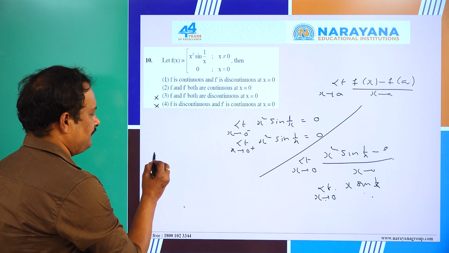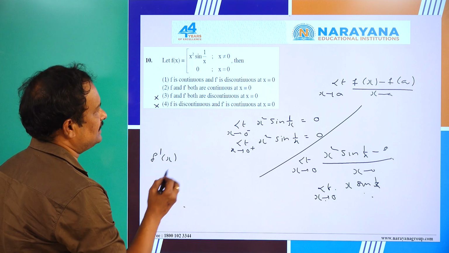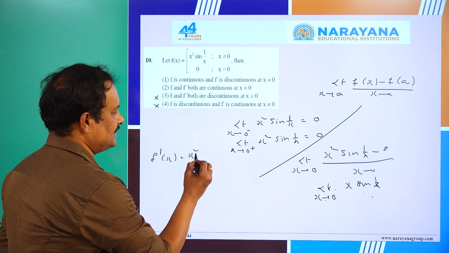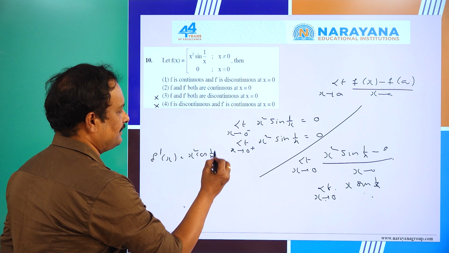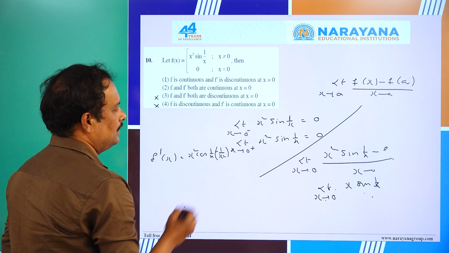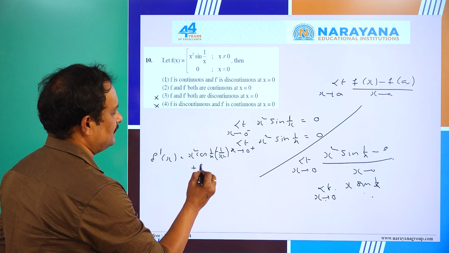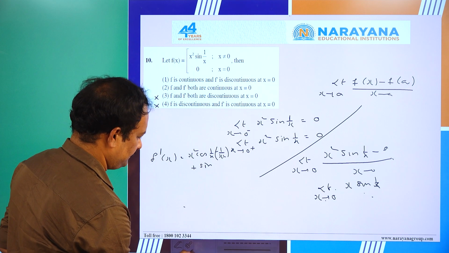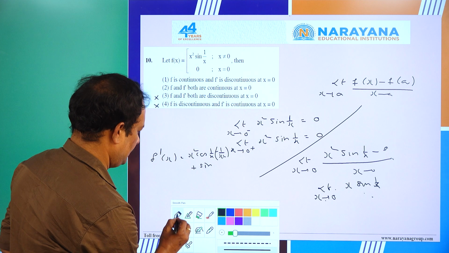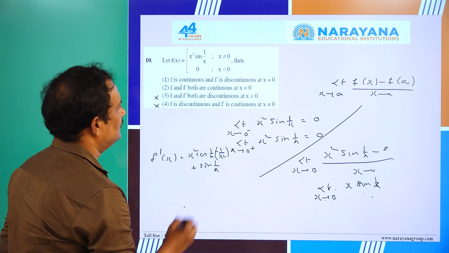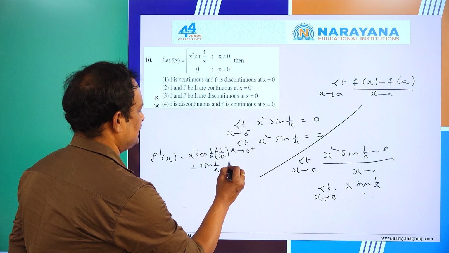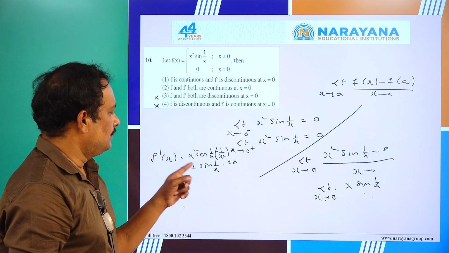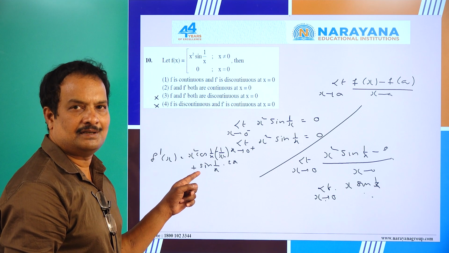Whereas separately, if you find out f dash x here, what is the value? Here we have x square into sin 1 by x derivative, that is cos 1 by x into derivative of 1 by x, which is minus 1 by x square. Next plus sin 1 by x into derivative of x square, which is 2x. So here is f dash x. Now what is f dash 0? F dash 0 is not defined.